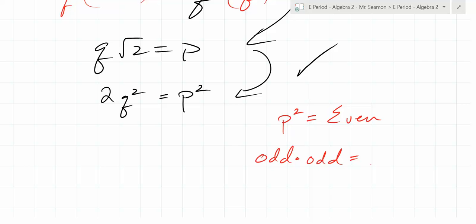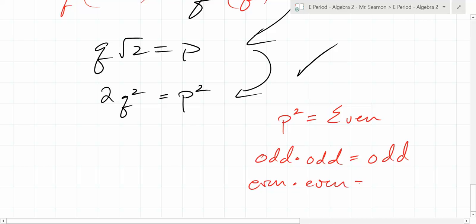Yeah. No matter if you start with an odd number and you multiply it by itself, you always end up with an odd. Do you agree with that? It's like 9 times 9 is 81. 7 times 7 is 49. 3 times 3 is 9. An odd times an odd is an odd. What about an even times an even? It's always going to be even. Are you okay with believing those two things?